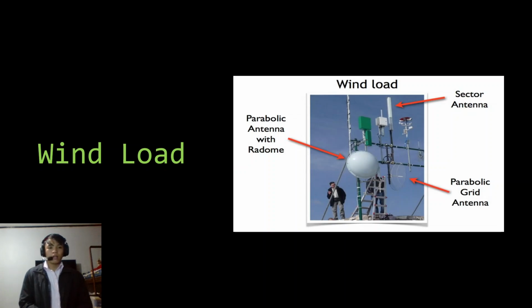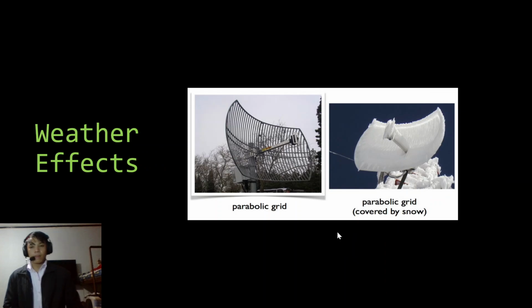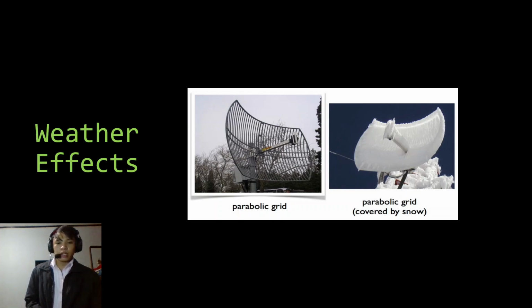So, wind load. As we can see, this is a great example of a parabolic antenna with radome. This one is the sector antenna. And this one is the parabolic grid antenna. So, weather effects. As we can see here, this is the normal look of the parabolic grid antenna. Well, this is the parabolic grid antenna covered by snow.